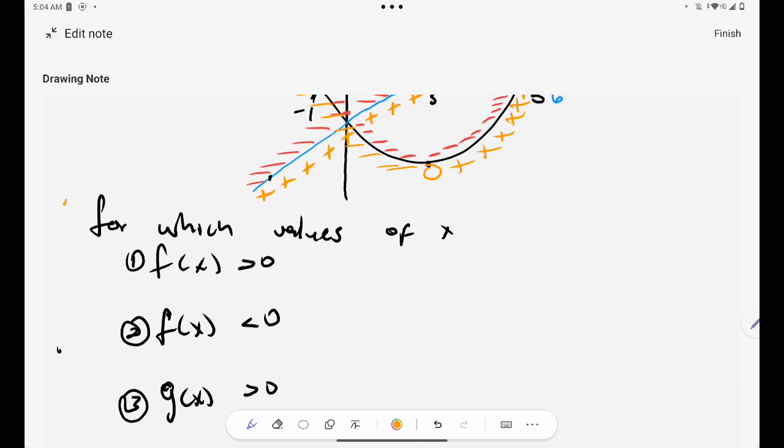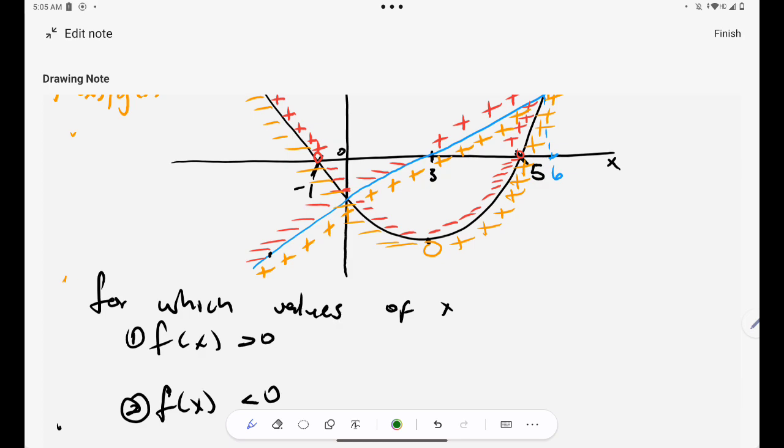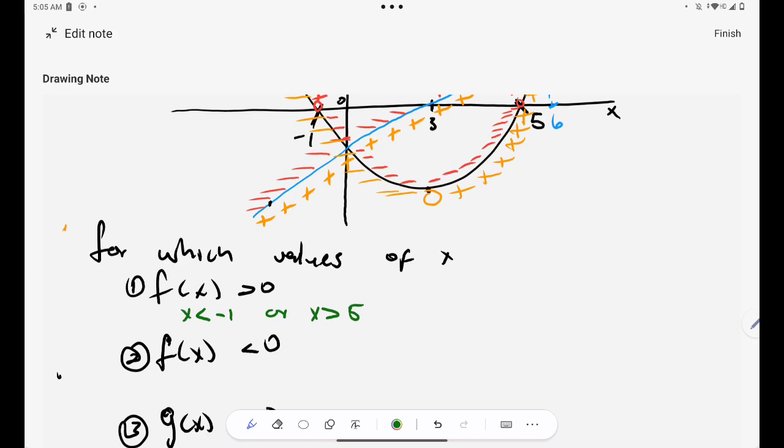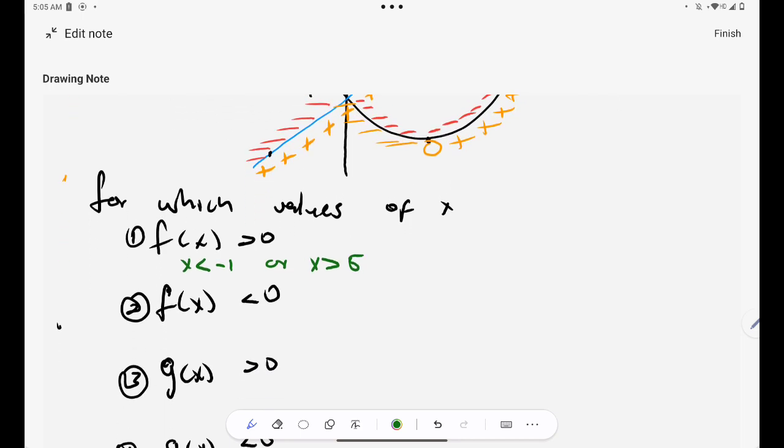Okay, to answer this question, for which values of x is the graph of f of x above the x-axis? F of x is the curve, the parabola. I know that this graph is above the x-axis whenever x is less than -1 or when x is greater than 5. Are you together? And then for which values of x is the graph of f of x less than 0? Less than 0 simply means the graph is below the x-axis. I know that my graph is below the x-axis whenever x is between -1 and 5.